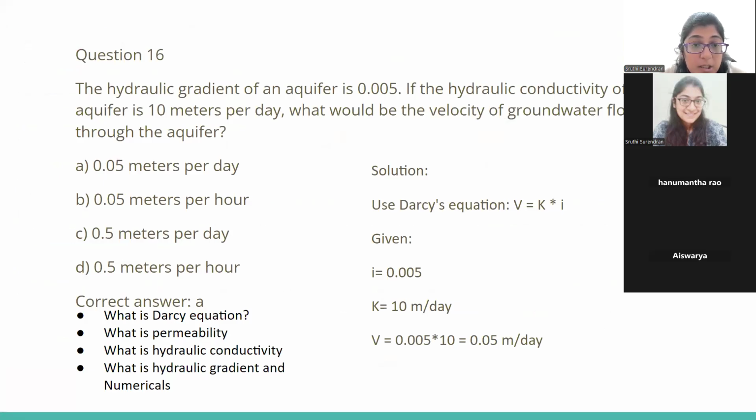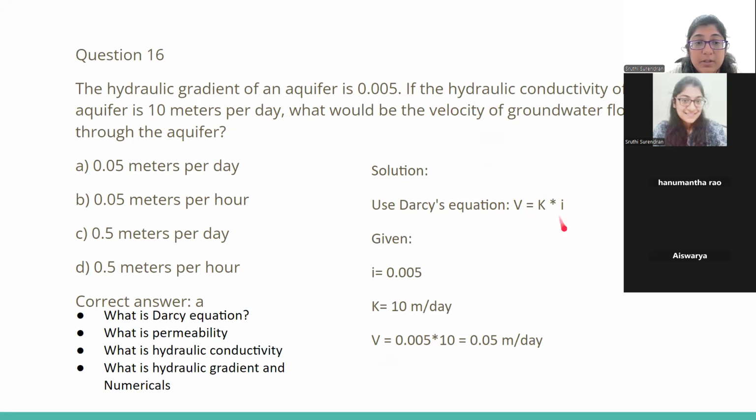Then another very important portion is the Darcy's equation. What is the Darcy's equation? This is the Darcy's equation. This is another numerical portion that you can focus on. Very simple. You have to just know three things: what is hydraulic gradient, what is hydraulic conductivity, and the Darcy's equation. A variation of this is the discharge, that is Q = K × I × A. If you study that variation also, one numerical is sure shot from that portion. So hydraulic gradient is nothing but delta H by delta L, and hydraulic conductivity is nothing but permeability, the coefficient of permeability. What will be the units of these two quantities?